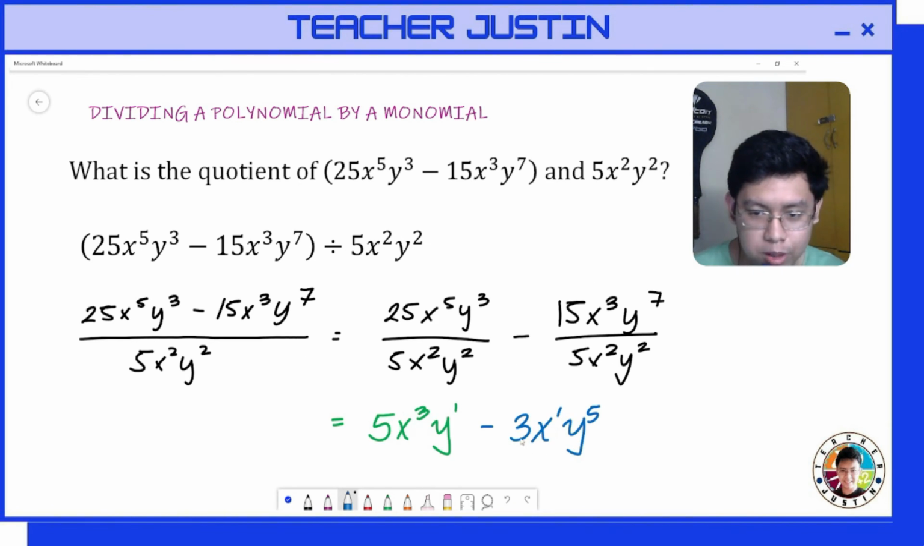And if we put them together, our quotient for this polynomial and monomial will be 5x raised to 3 y minus 3x y raised to 5. And that will be our final answer. Alright, ta-da! And that is it.